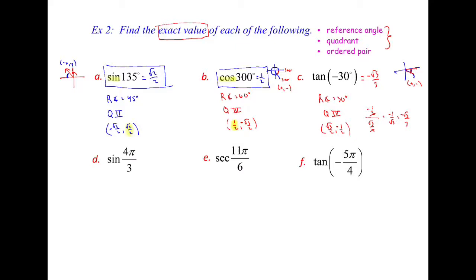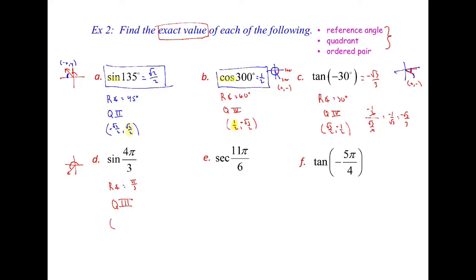On the next three, they're all in radians, but you still do the same thing. So your reference angle for 4 pi over 3, that is pi over 3 away from the x-axis. Your quadrant that you'll be located in, so if you get a visual of where this is at, it's 4/3, so that would be 1/3, 2/3, 3/3, 4/3 over here. So that would leave you with pi over 3 as your reference angle, and you're located in quadrant 3.